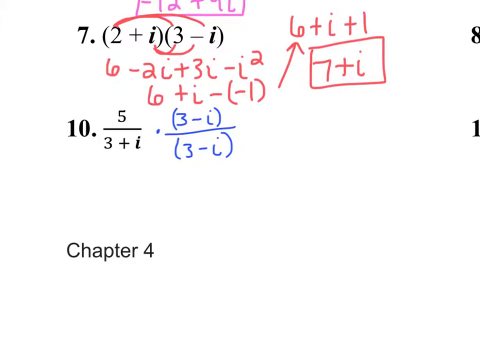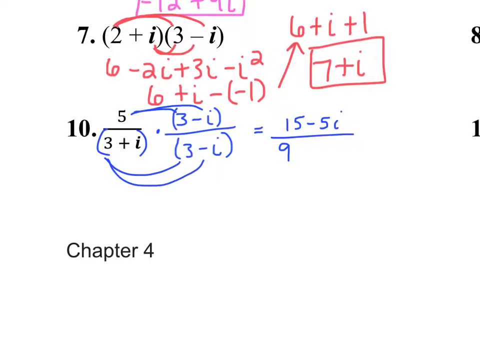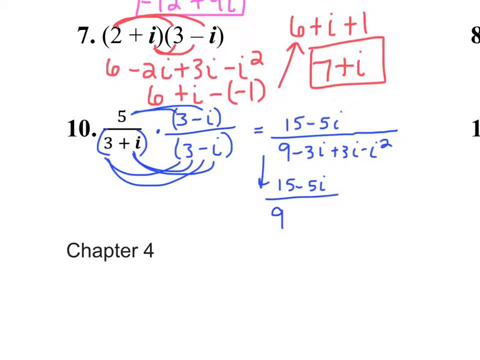So we have to distribute, so we're going to put it in parentheses to help us remember that. 5 times 3 is 15. 5 times negative i is negative 5i. Over 3 times 3 is 9. 3 times negative i is negative 3i. And look, nice things happen. Then we're going to add 3i, which is i times 3, and then i times negative i is negative i squared. So this becomes still 15 minus 5i in the numerator. In the denominator, 9. This is zeroed out.